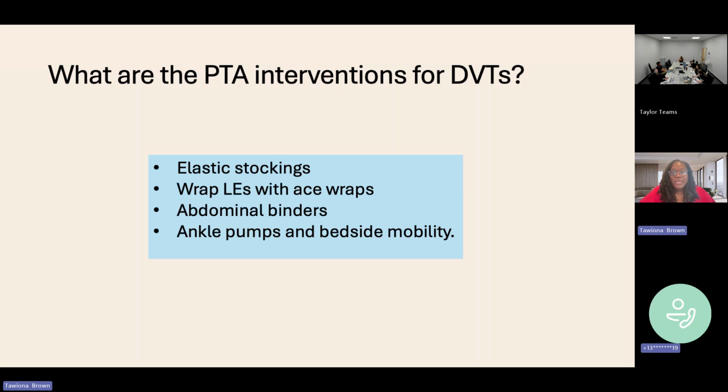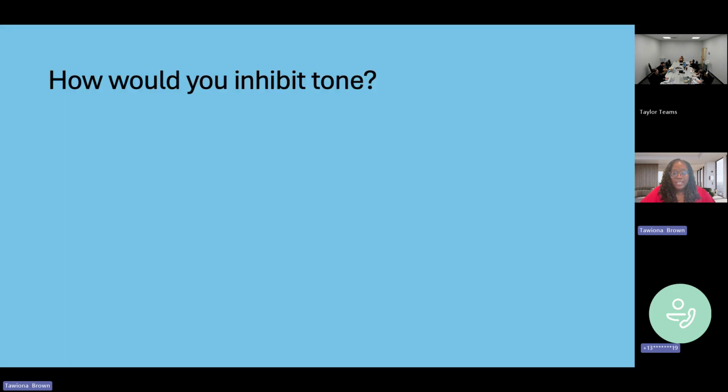So moving on, you also have tone, okay? Usually you're going to see a lot of clonus, a lot of that shaking with the lower extremities. That's that spasticity. What are we going to do? Can you think of things that we can do to inhibit tone? Have you guys gotten that far in lab yet, where you talked about PNF techniques and prevention of tone? No.